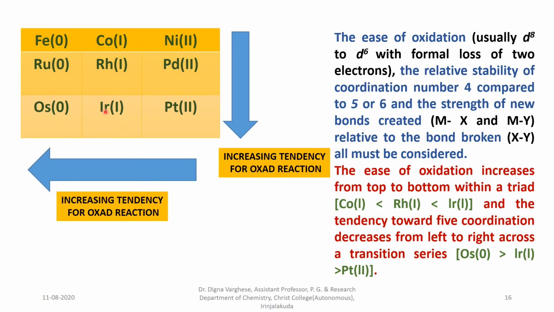easiest element in this group to undergo oxidative addition reaction, and the tendency toward 5 coordination decreases from left to right across a transition series, that is osmium 0 is greater than iridium, and platinum 2.